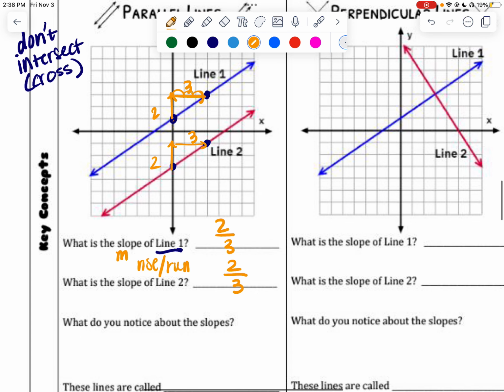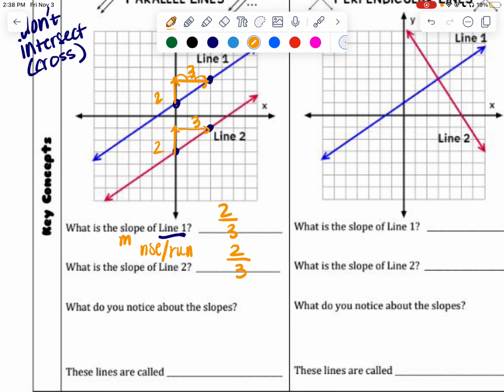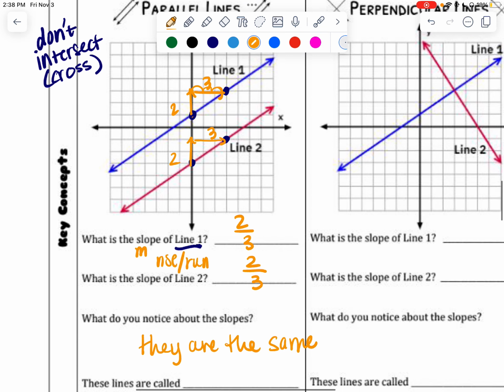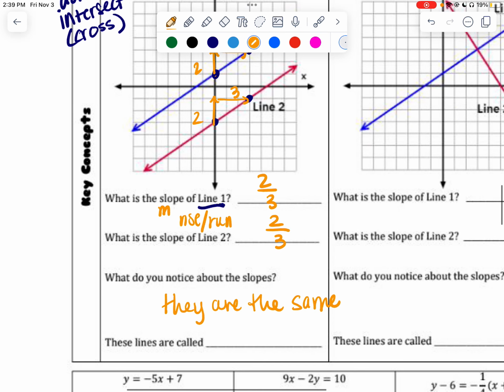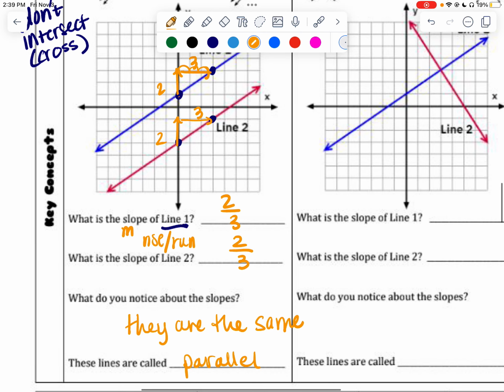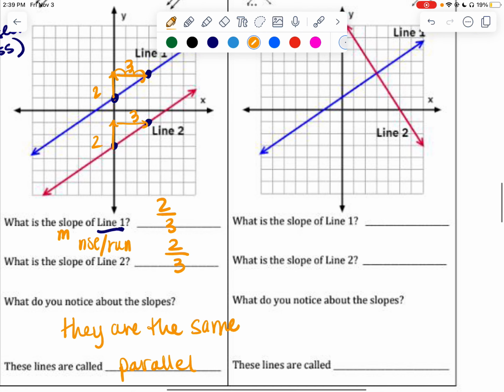And now if I'm looking at my slopes, I can notice that they're the same. So that means that parallel lines are not just parallel because they don't cross. Specifically, their slopes are the same. And if they're the same, then they're never going to cross. So that's why I call them parallel. They have the same slope.